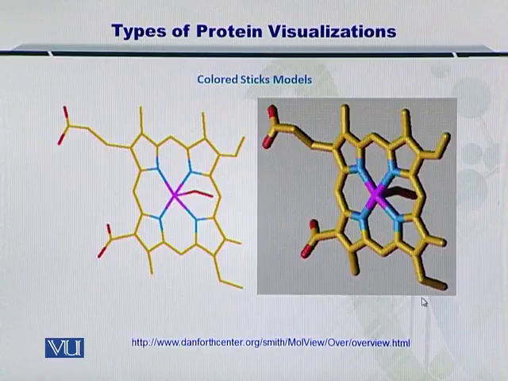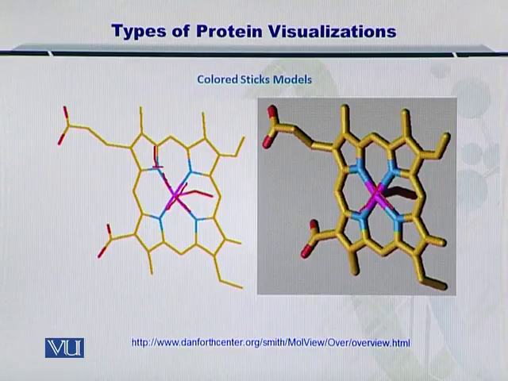A variation of the BS models is the colored sticks model. In this, simply the balls are removed and the bonds are left there and are joined as shown here by the various colors like that. So obviously the colored stick model can be constructed similar to the BS model.